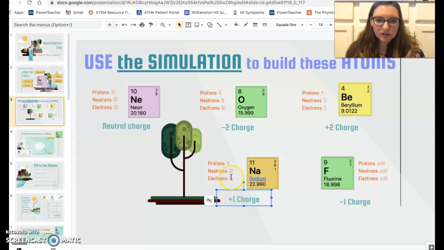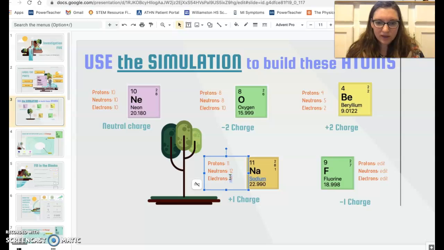You can fix it, or, yeah. So +1 would give it 10. And that would fill up those 2 energy levels. That's a good way to check yourself.